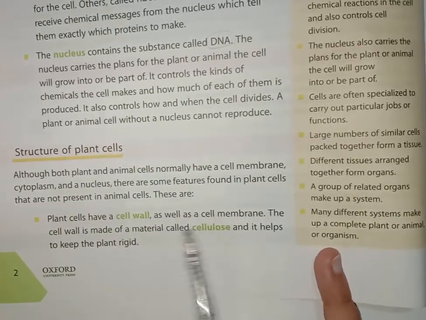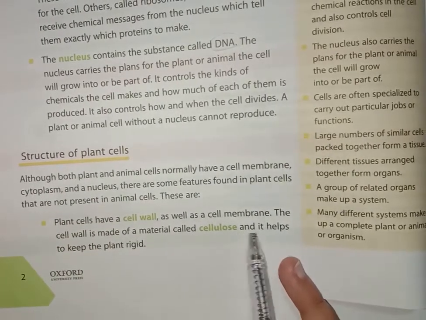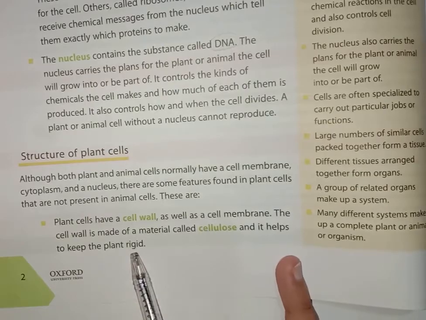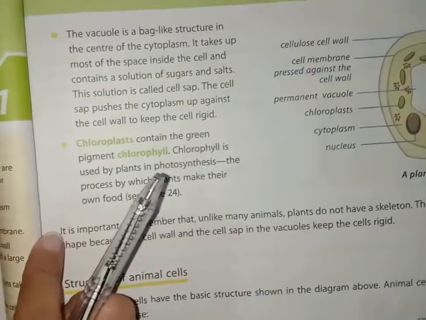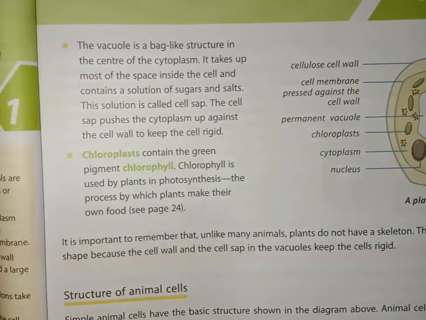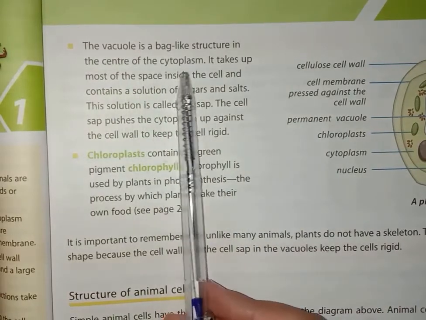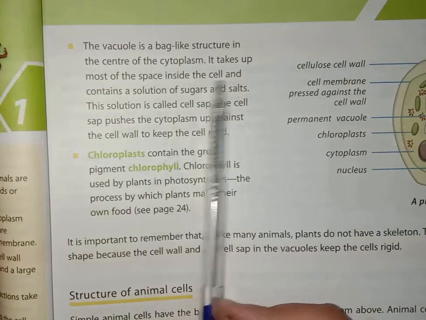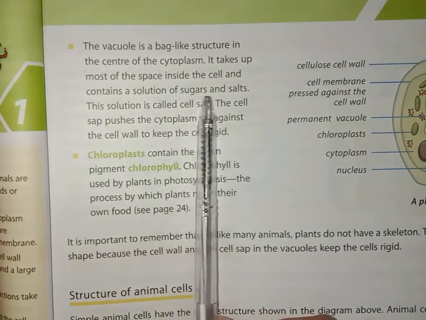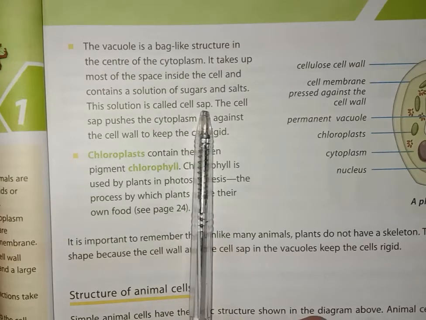We have both. The cell wall is made up of a material called cellulose and it helps to keep the plant rigid. Now next is a bag-like structure in the center of the cytoplasm. It takes up most of the space inside the cell and contains a solution of sugar and salts. This solution is called cell sap.